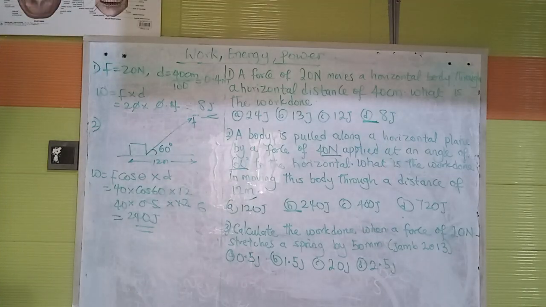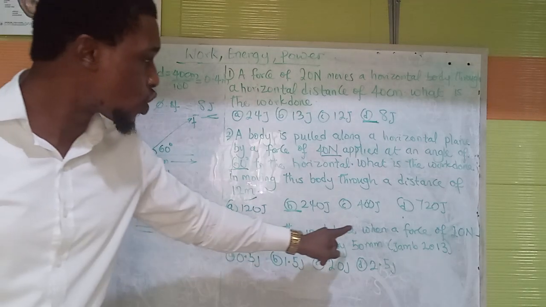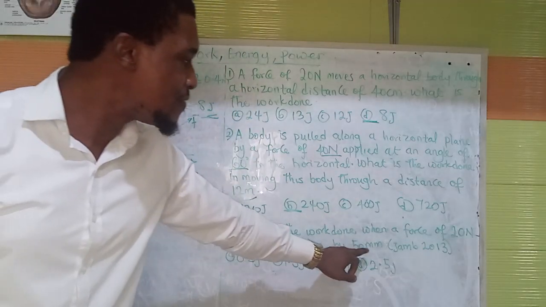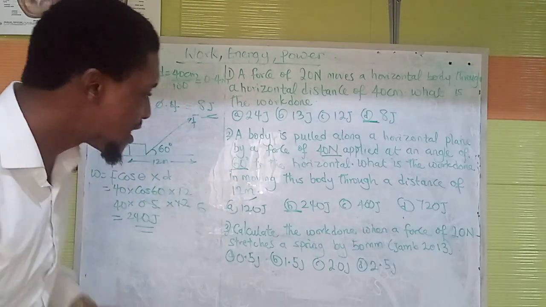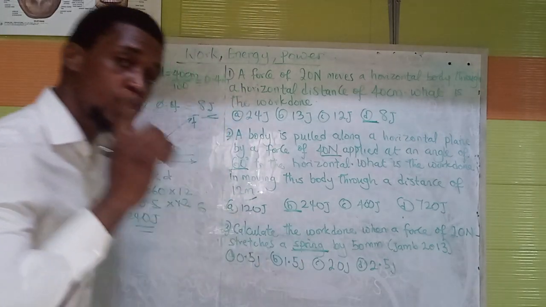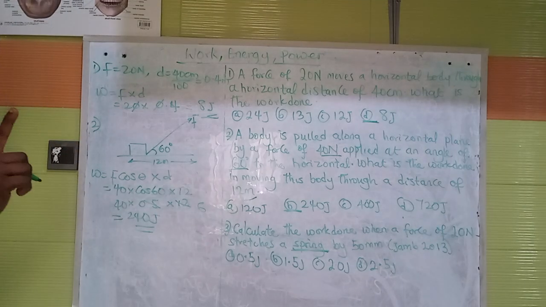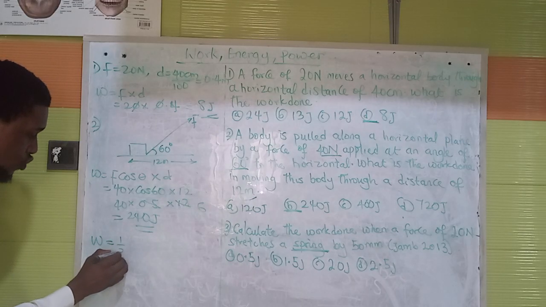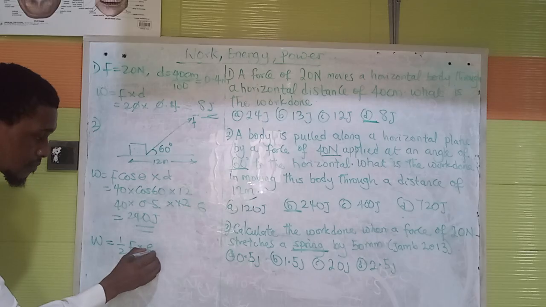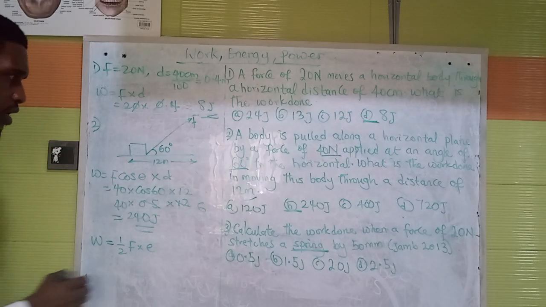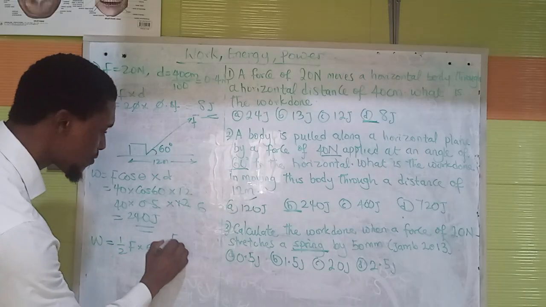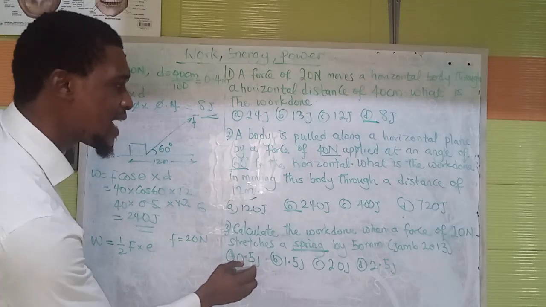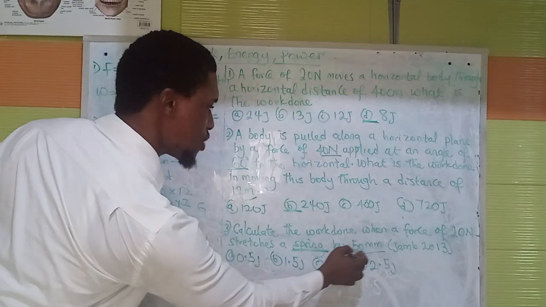Now the last one. Let's look at the last one. It says, calculate the work done when a force of 20 Newton stretches a spring by 50 millimeters. So we have a spring here. So we will use the equation for work done in an elastic material, which is W equals 1 over 2 F times E. Alright, so for our parameters, we have our F as equal to 20 Newton, and this is our extension.